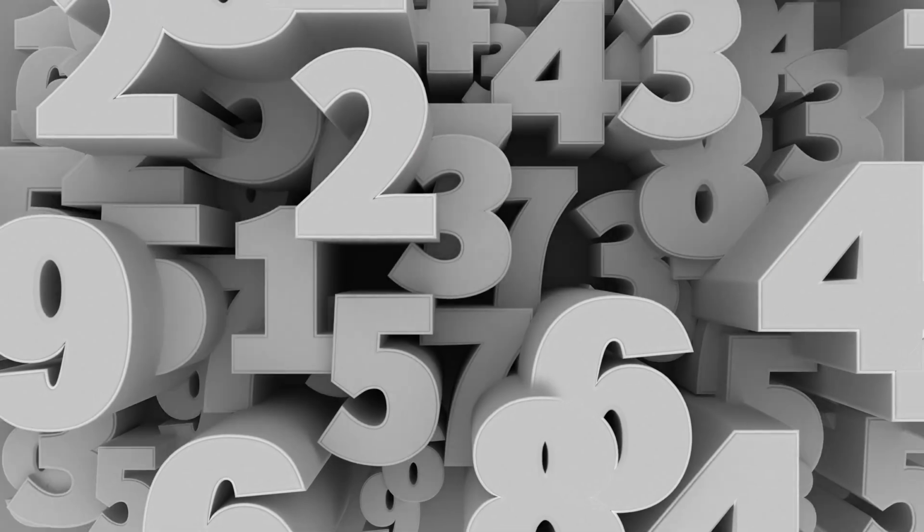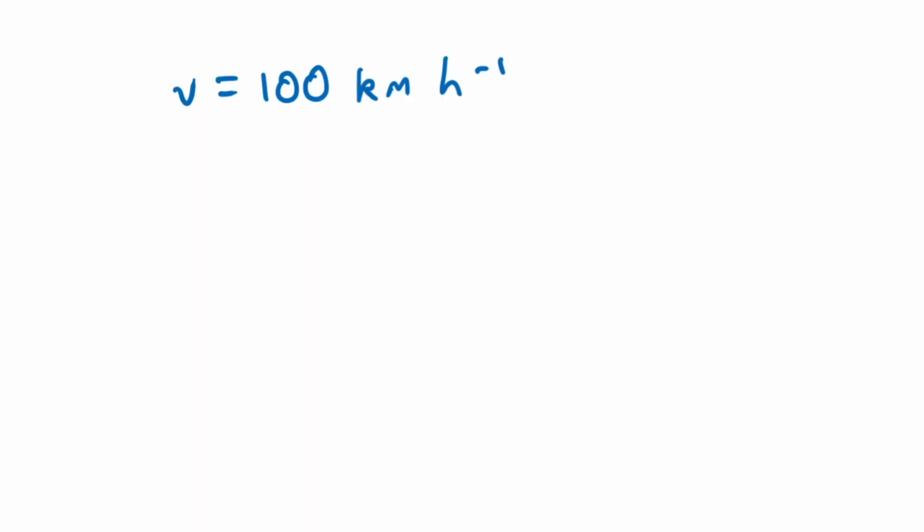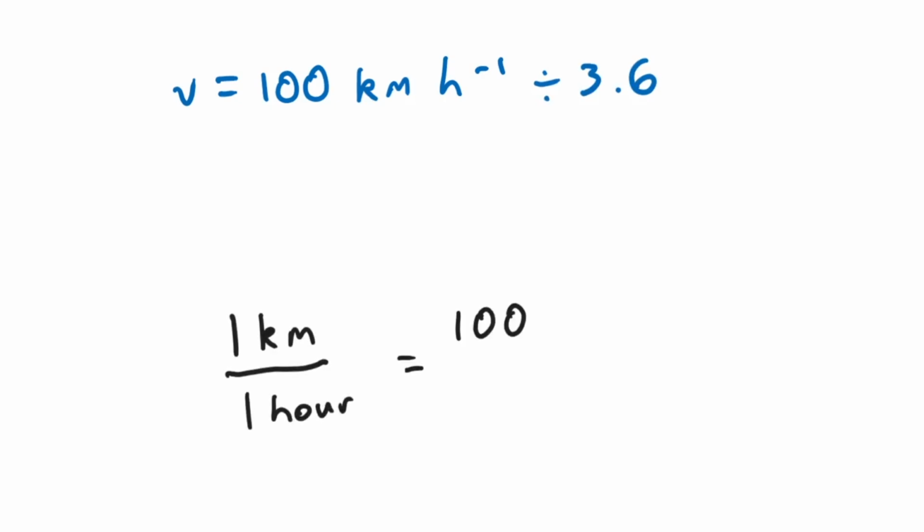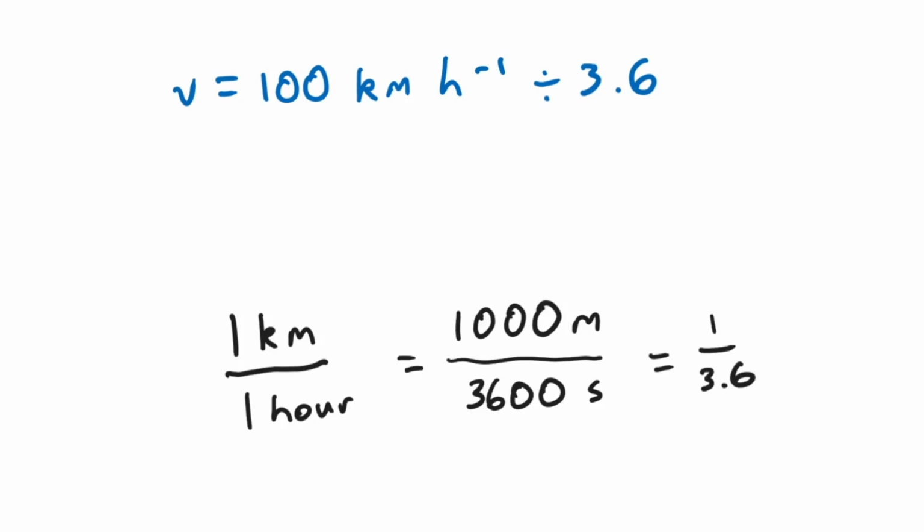Stop right there. Did you notice that we have been given the velocity in kilometers per hour? We need velocity to be in meters per second. Otherwise, we will get the wrong answer. So let's do that now. To turn kilometers per hour into meters per second, we simply divide by 3.6. This is because 1 kilometer over 1 hour is equal to 1,000 meters over 3,600 seconds. 1,000 over 3,600 simplified is 1 divided by 3.6.